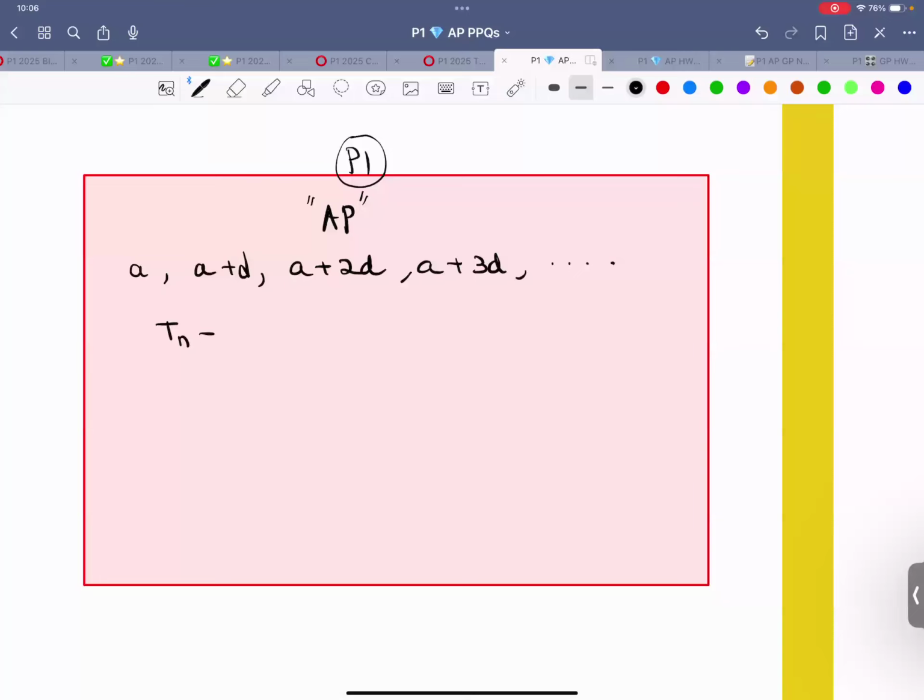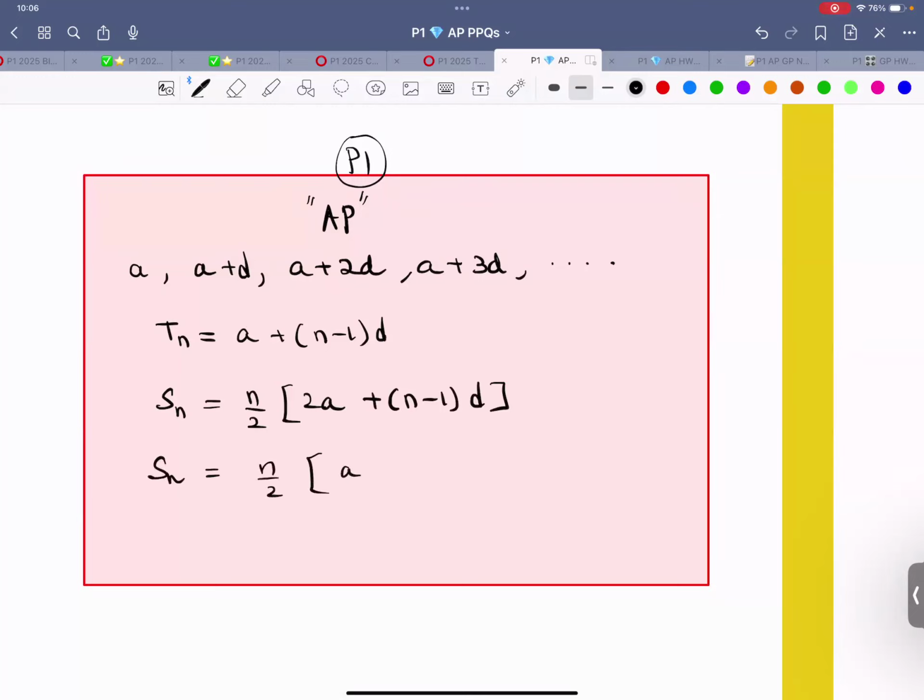The term formula is a plus (n minus 1) into d. There are two sum formulas. The first one, the commonly used one, is Sn equals n divided by 2 times (2a plus (n minus 1) into d). And there is also another formula, Sn equals n divided by 2 times (a plus l), where l is the last term.